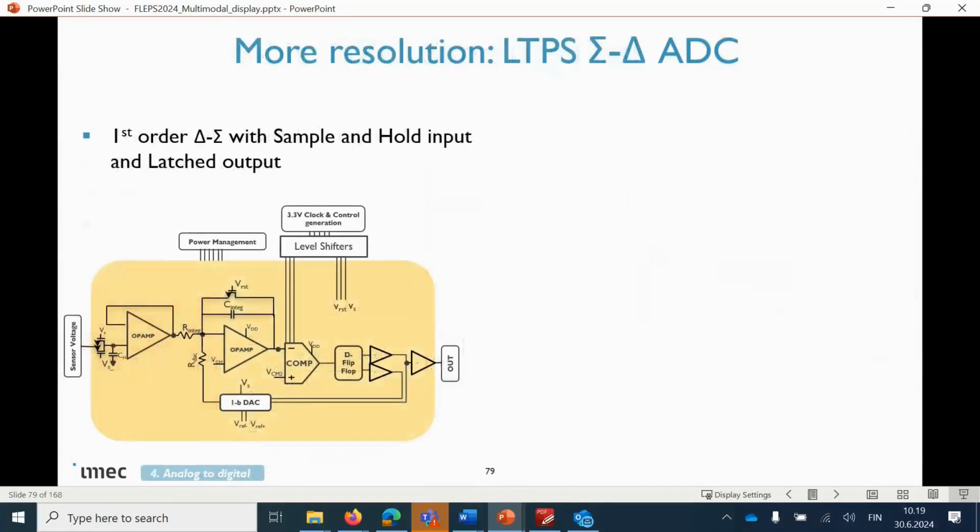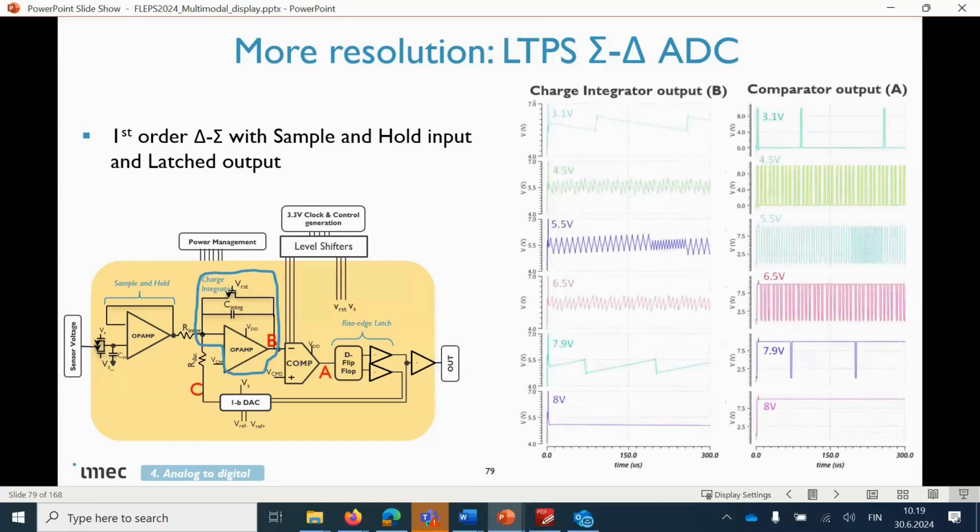And last but not least, when you want to go to a larger resolution, more resolution, you will have to again change and use another topology. And if you also use LTPS, you can go faster. Here's a very typical first order sigma delta ADC that we made, with a sample and hold circuit as an input, the charge integrator, and the last output.